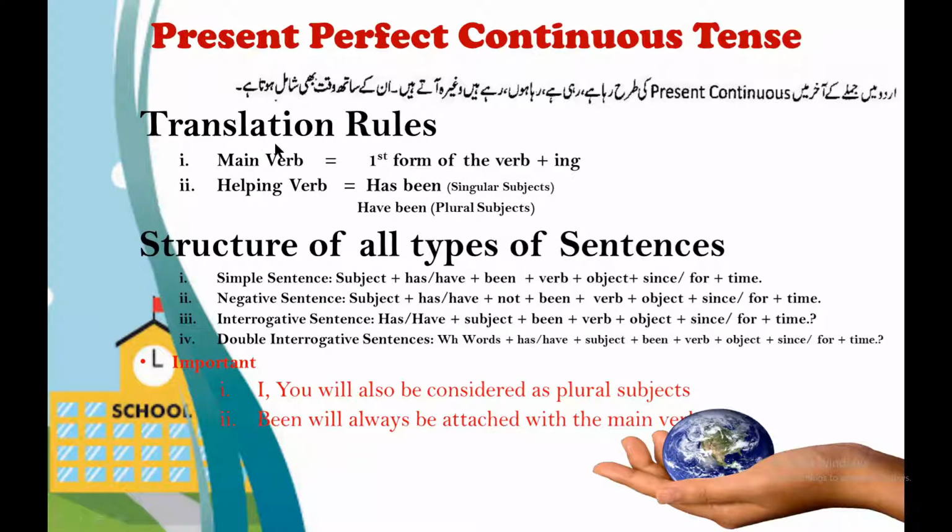If we talk about translational rules, you have to use the first form of the verb plus ing as a main verb, and you have two helping verbs, has been and have been. Has been is used with singular subjects and have been is used with plural subjects. Moving forward to the structures of all types of sentences in present perfect continuous tense, my dear students. In simple sentence, what you need to do is subject, has or have according to your subject, plus been, plus verb, object, plus since and for, plus time.